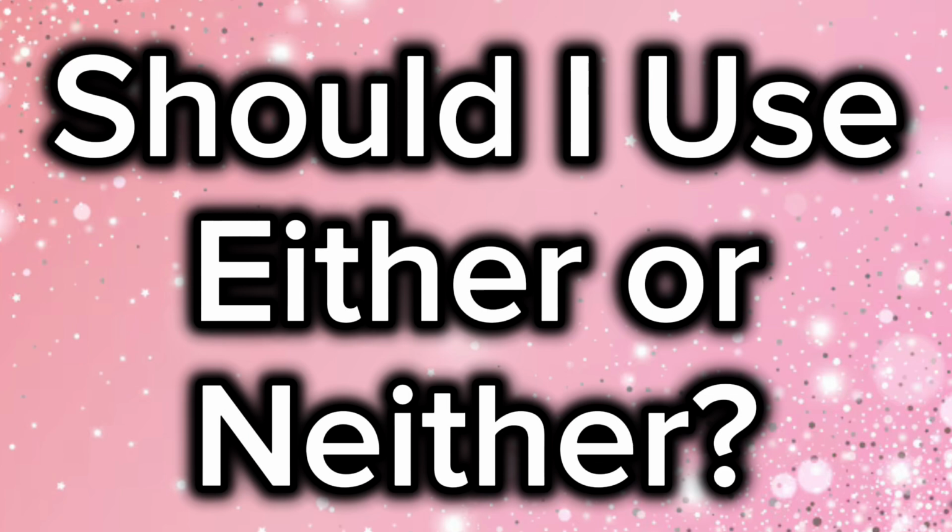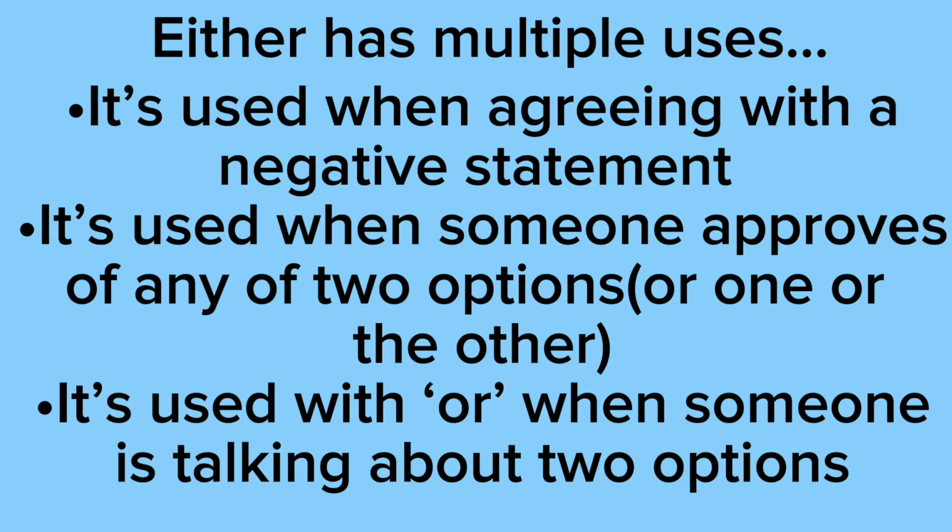Okay, let me get to the video. Either or either has multiple uses. It's used when agreeing with a negative statement. It's used when someone approves of any of two options, one or the other. And it's used with or when someone is talking about two options.